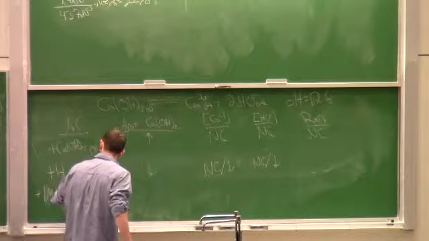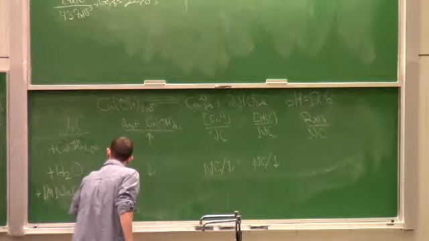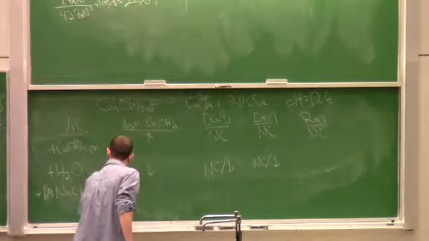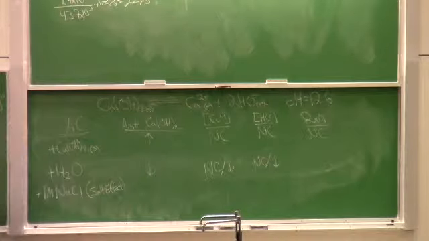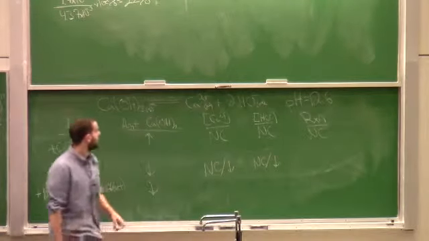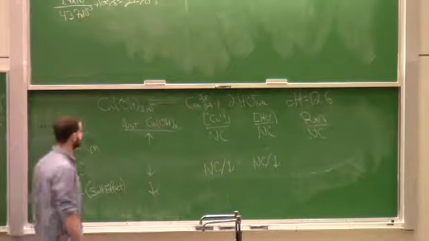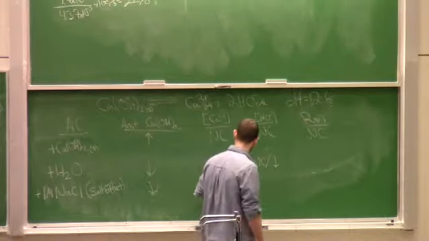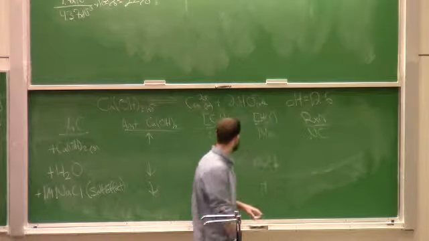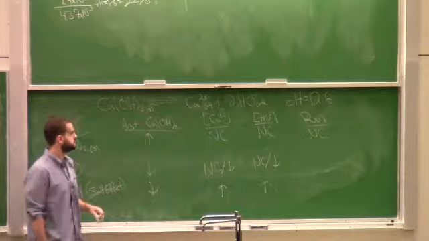I'll even put it in parentheses here so we remember. Salt effect. So the amount of calcium hydroxide, up or down? Down. Concentrations of calcium and hydroxide: up and up. And my reaction to the left or to the right? To the right.